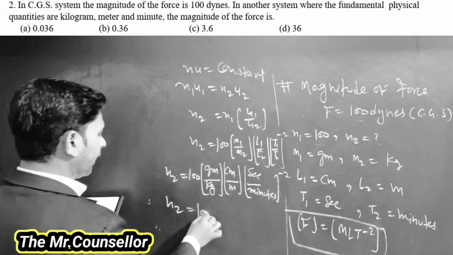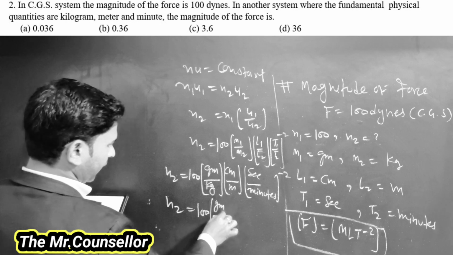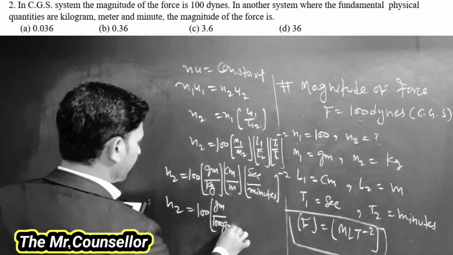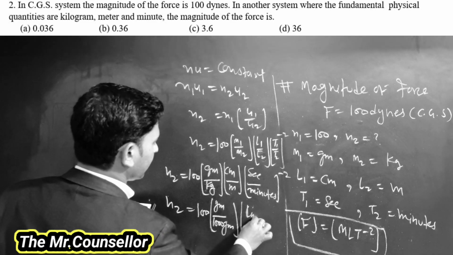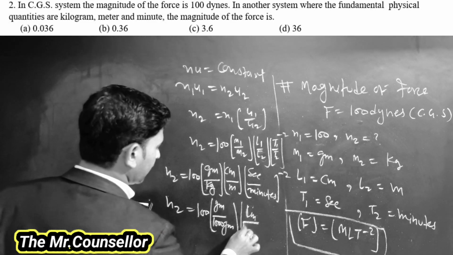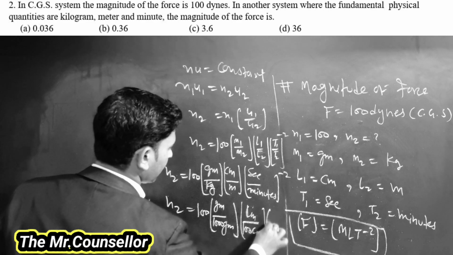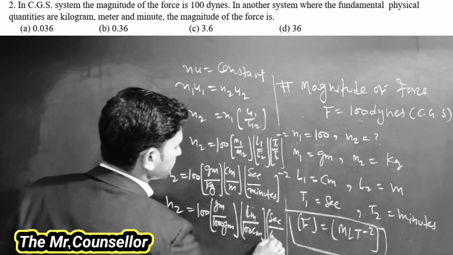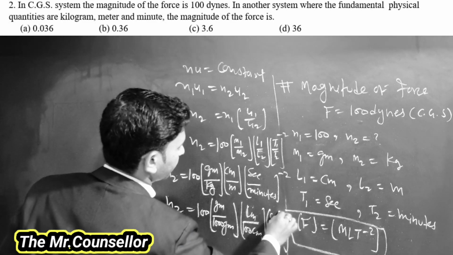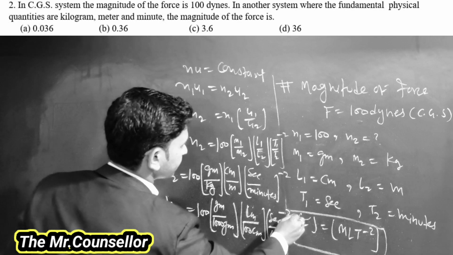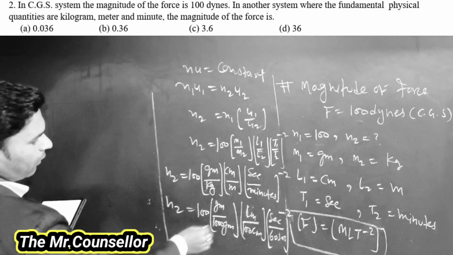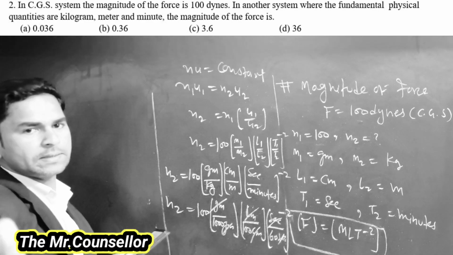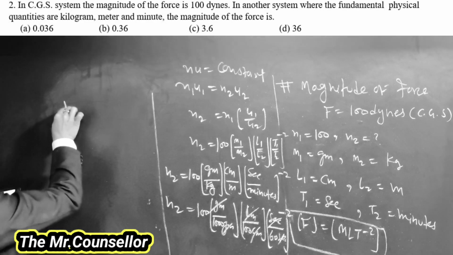Now you can convert: gram divided by 1 kg is equal to 1000 gram. Centimeter divided by 1 meter is equal to 100 centimeter. Second divided by 1 minute is equal to 60 second, power minus 2. Now you can solve. So gram will cancel, centimeter will cancel, second will cancel.